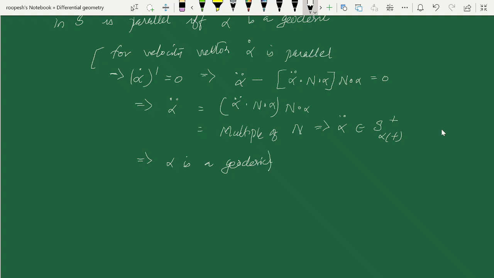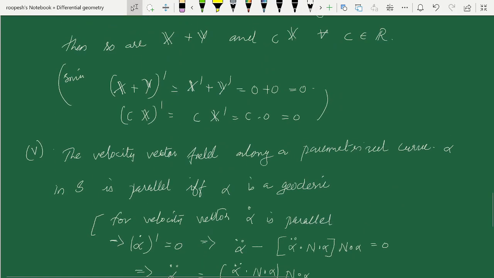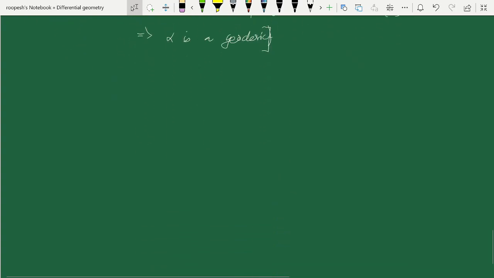Okay, so this is the proof of the fifth property. Today we have dealt with what is Euclidean parallel, what is Levi-Civita parallel, and some 5 properties of Levi-Civita parallelism. Next we have a theorem here.